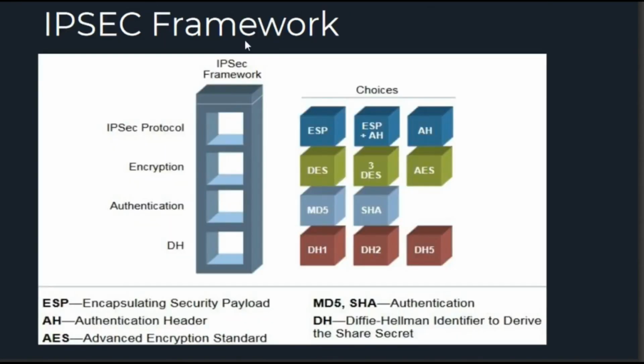Now let's discuss the IPsec framework. The IPsec framework is the combination of the IPsec protocol, encryption, authentication and Diffie-Hellman identifier algorithm. In the IPsec protocol you have ESP and AH. ESP means Encapsulating Security Payload and AH means Authentication Header. In encryption we have three options: DES, 3DES and AES. In authentication we have MD5 or SHA as the choice, and for DH we have DH1, DH2 and DH5 for a Diffie-Hellman element identifier to derive a shared secret.